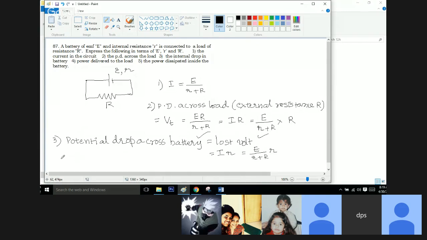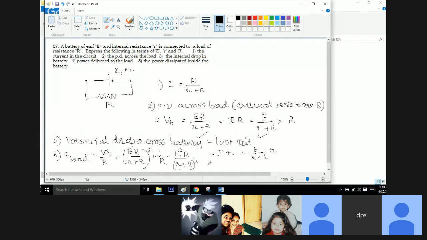Then let us go for the fourth one. Power delivered to the load. What formula are you going to write? Power delivered to the load. Power is equal to, you can use the formula V square by R. Then what is the voltage across the load we were saying? This is ER by r plus R whole square into 1 by R. So your answer is E square R by r plus R whole square. That is one more answer.